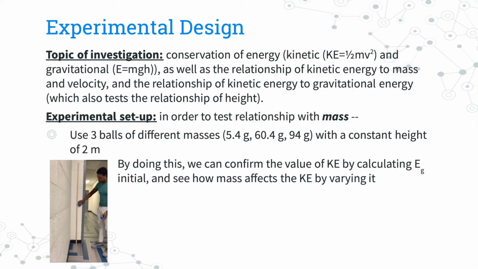For our experimental design, we decided to investigate the conservation of energy and gravitational energy, the relationship of kinetic energy to mass and velocity, and the relationship of kinetic energy and gravitational energy. For our setup, we decided to have 3 masses, one that was 5.4 grams, 60.4 grams, and 94 grams, with a constant height. By doing this, we were able to confirm that the value of kinetic energy and gravitational energy were the same at the initial and final times.